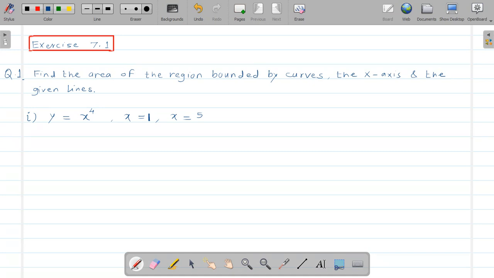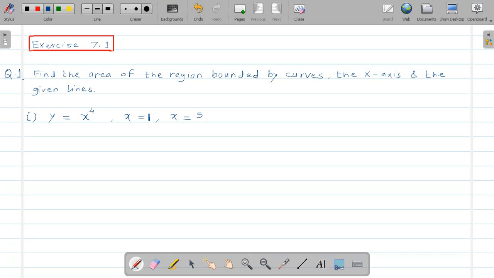See question number 1: find the area of the region bounded by the curves, the x axis and the given lines. Here the first example is given: the function is y is equal to x raised to 4 and the lines are x is equal to 1 and x is equal to 5.